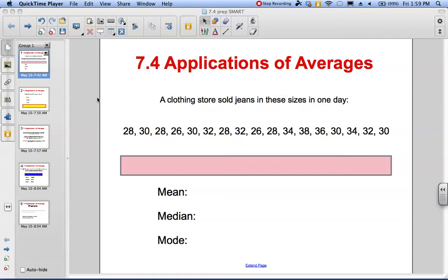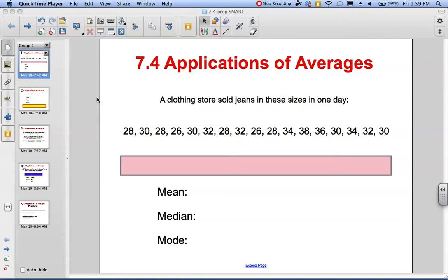When someone says to find the average of something, again, your first question should be which type should I use, mean, median, or mode? And we're going to talk a little bit today about which one you should use and in what situations you should use them. We're going to start with the question posed here.